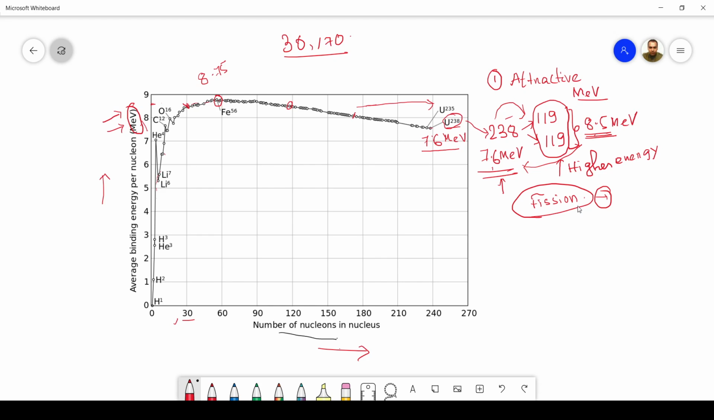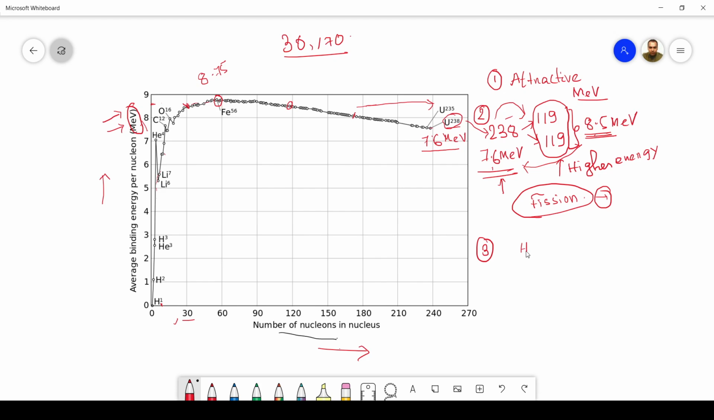So that is one thing, and another thing, point 3. This was point 2. So you see, very light nuclei. Consider some very light nuclei which have number of nucleons, suppose less than 10. Less than 10 means somewhere here. So what happens in this case, if you join two such light nuclei, we will get a heavier nucleus. Let me give an example.